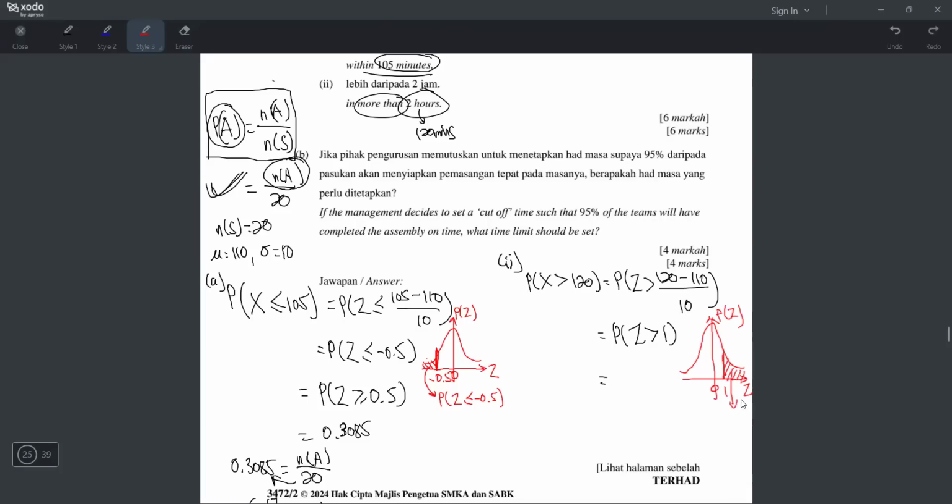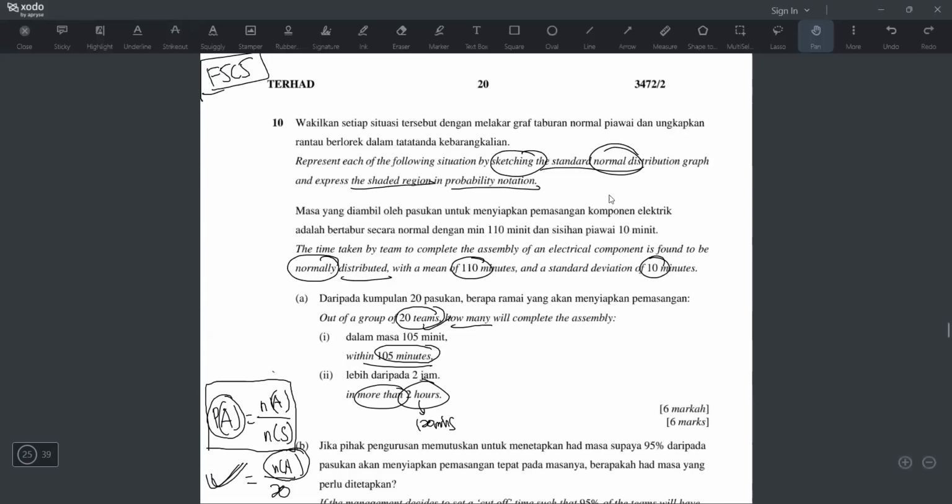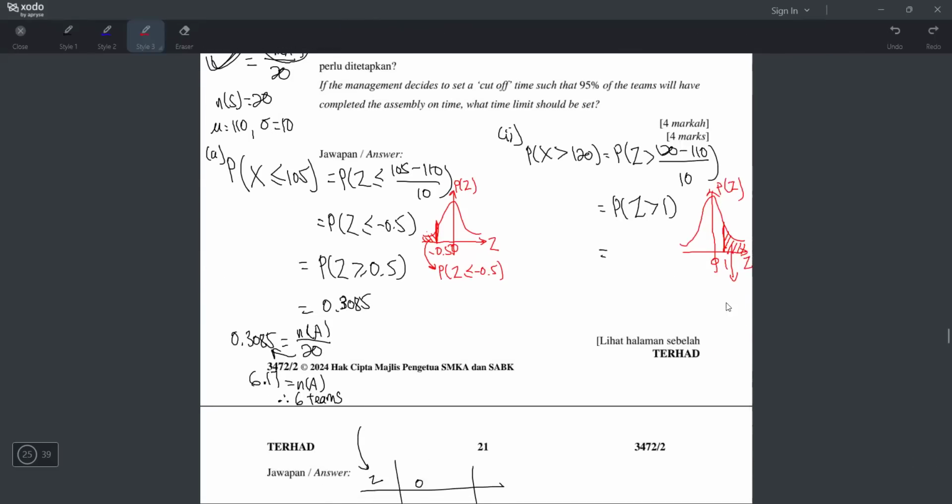And then for this region, they said use probability notation, right? Express the shaded region in probability notation. So what is the shaded region in probability notation? It is P(Z bigger than 1), like this. That is the shaded region in probability notation. This is how you write. So this is 1 and then this one. Okay, done.